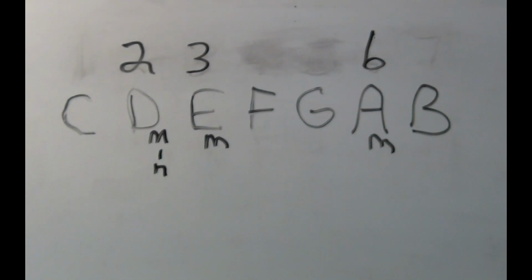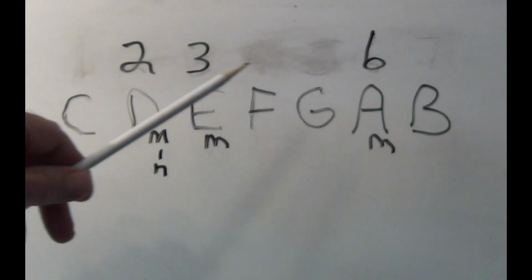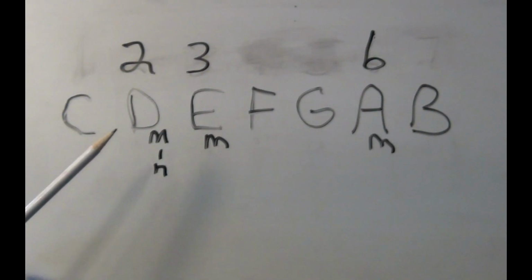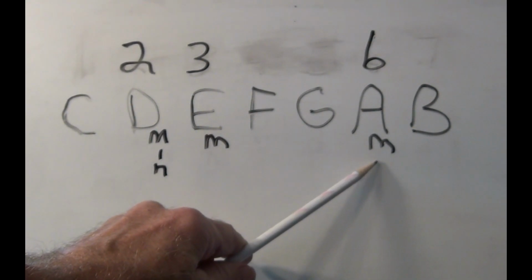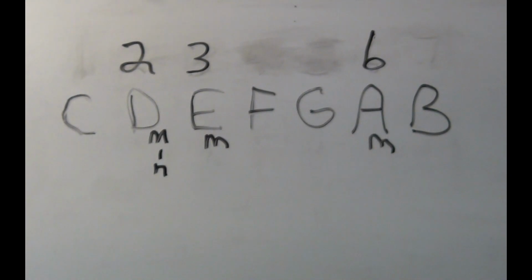That would be the 2nd, 3rd, and 6th notes of the scale. So that would be D minor, E minor, and A minor. We've learned A minor. We'll get to D and E minor at another lesson. Notice the 7th note, the B, makes up a diminished chord, and we rarely use that, so we're not going to talk about that at this time.